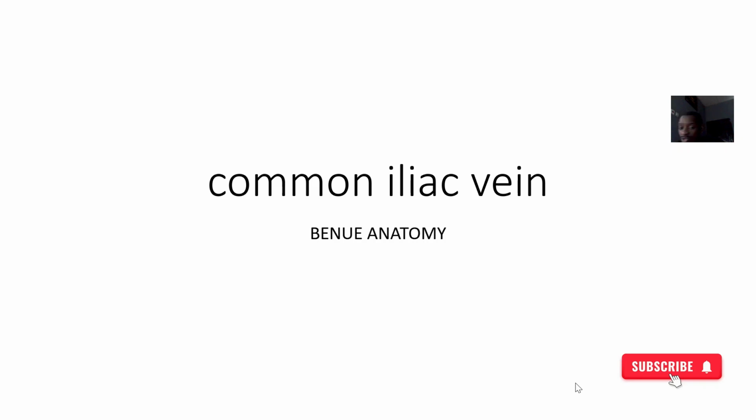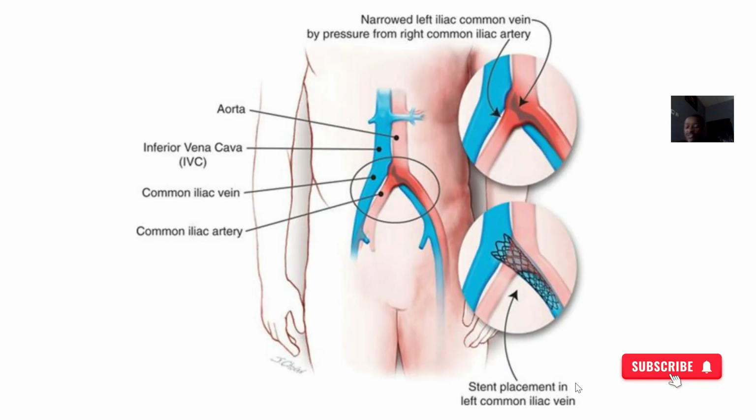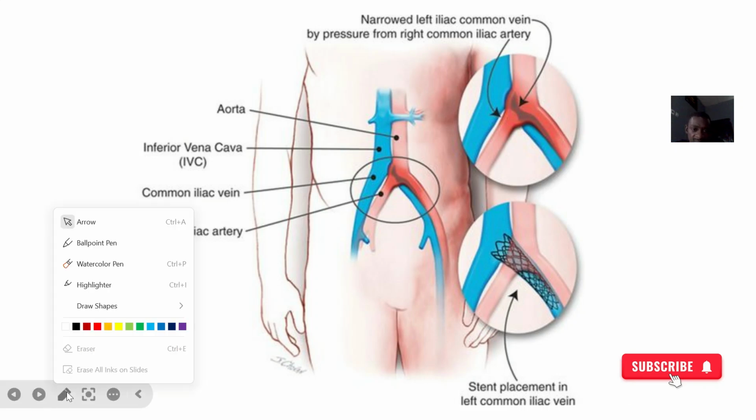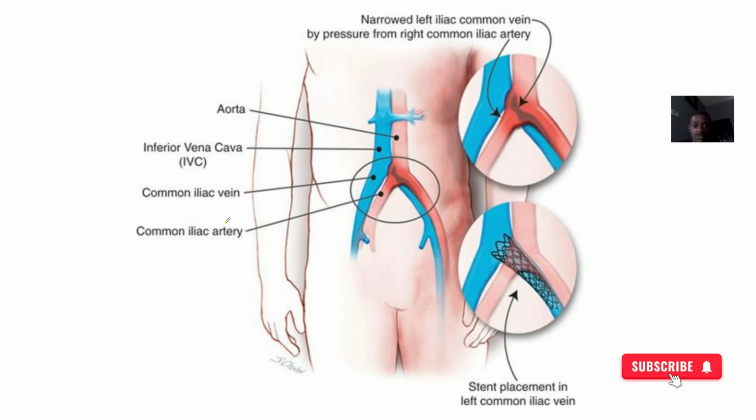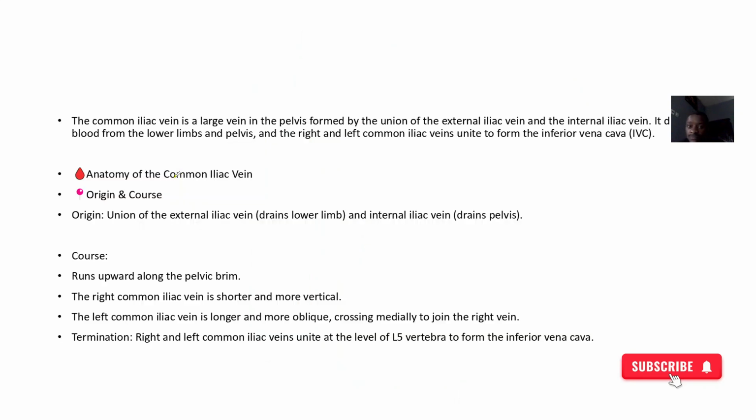So the common iliac vein is a vein of the lower limb, and let's identify it on this picture. So this is the common iliac vein. The common iliac vein is there. The common iliac vein is actually a large vein in the pelvis.